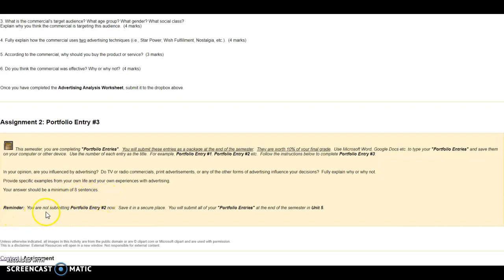And again, a reminder, you're not submitting this, this should say portfolio entry number 3 here. You are not submitting your portfolio entry now. You're going to save it, and you're going to submit all of your portfolio entries together in Unit 5 at the ending of the semester.